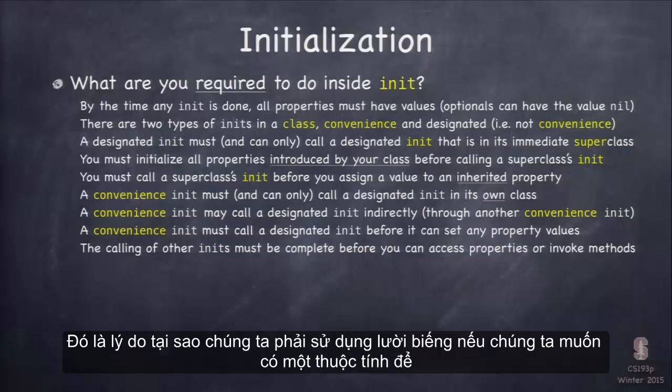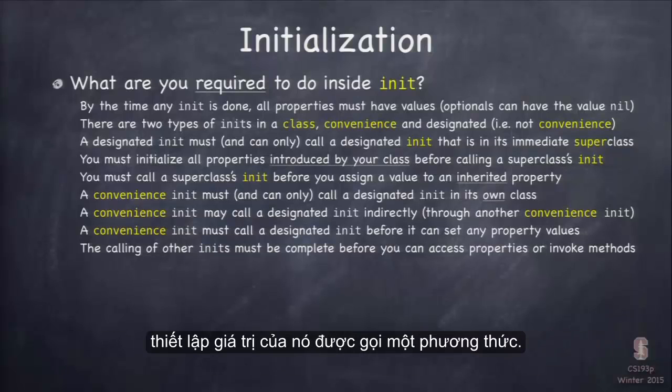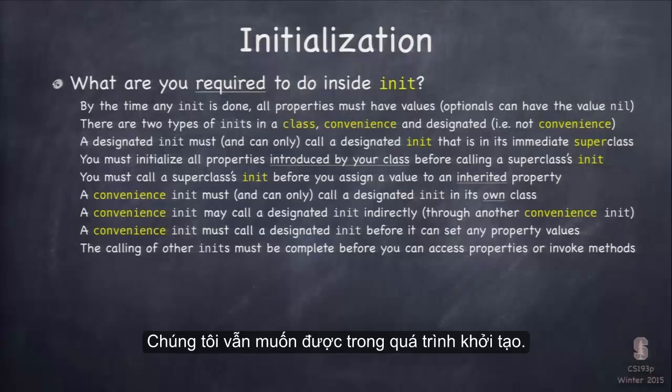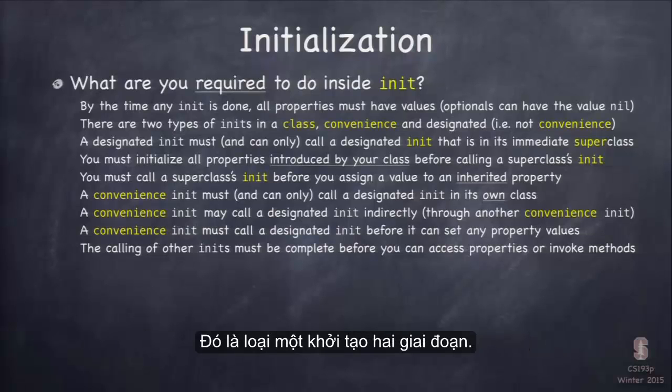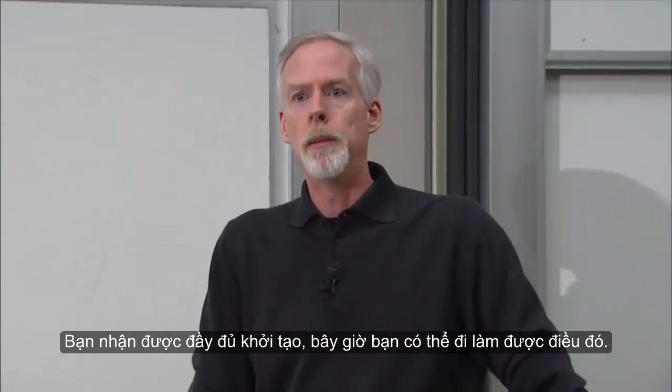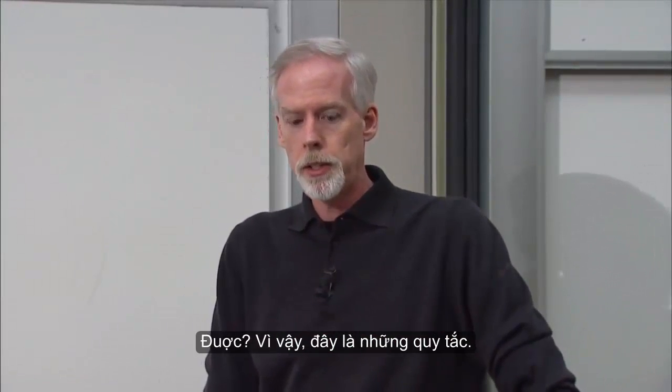That's why we have to use lazy if we want a property to set its value to be calling a method, because we can't do it non-lazily because we wouldn't be initialized at that time. We'd still be in the process of initializing. It's kind of a two-phase initialization. You get fully initialized, now you can go do that. Okay, so these are the rules.